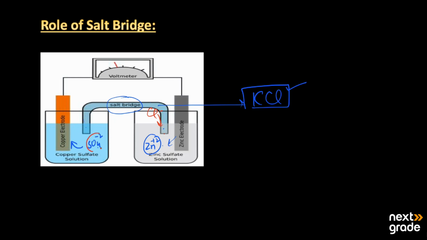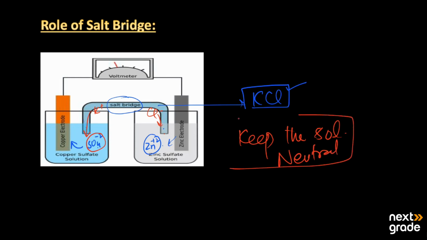And on the other side, which is the cathode side, if the sulfate ions, which have negative charge, increase, then the potassium ions will move into the solution and keep it neutral. So this is used to maintain the neutrality of both half cells. This is why we use the salt bridge.